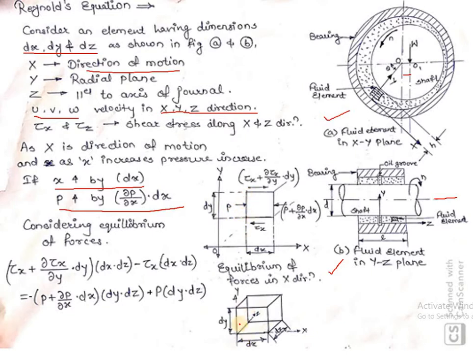Here I am showing you the 3D view of the fluid element, considering it as a cubical shape. Here are dy, dx and dz. In this diagram we have seen dy and dx, and dz is along this direction.